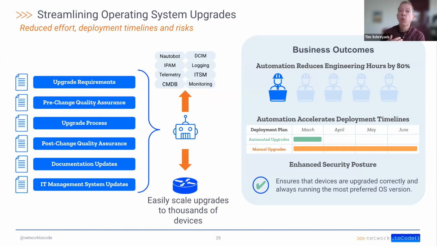We're able to express what our upgrade requirements are, what our pre-change quality assurance tests are, what our business process is for the way we do upgrades. And then what do we want to confirm after that change? What is our business? What is our unique environment in our tech stack? Making sure we document that change and then update all the appropriate management systems as a result of that. This is what the Nautobot OS upgrade application enables us to do.